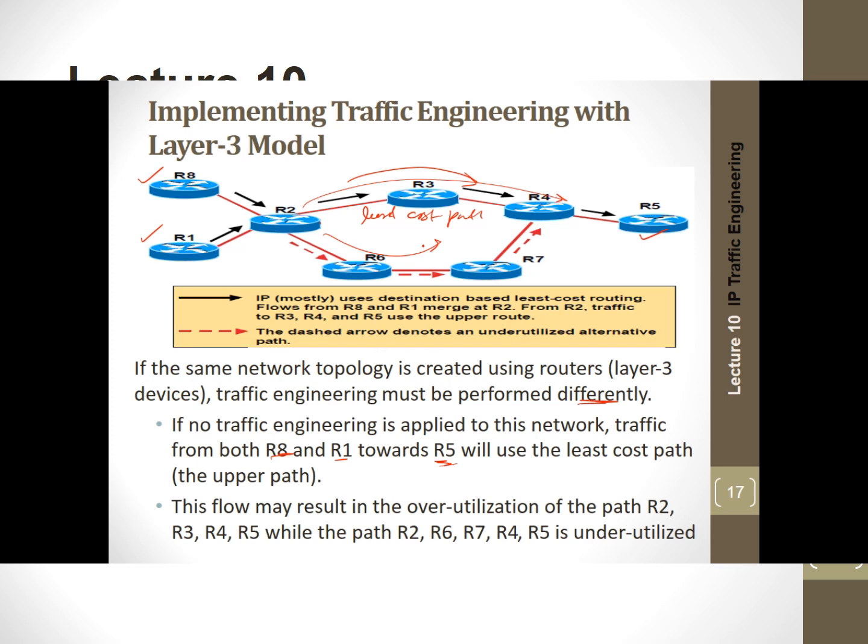We are not forcing. Until we apply traffic engineering, that is, we force the packets to travel through R2, R6, R7, if we do not force them, they will use the least cost path, and this path will be overutilized. The flow may result in the overutilization of the path R2, R3, R4, R5, while the path R2, R6, R7, R4, R5 is underutilized. This will be less utilized. This is what they are telling us.